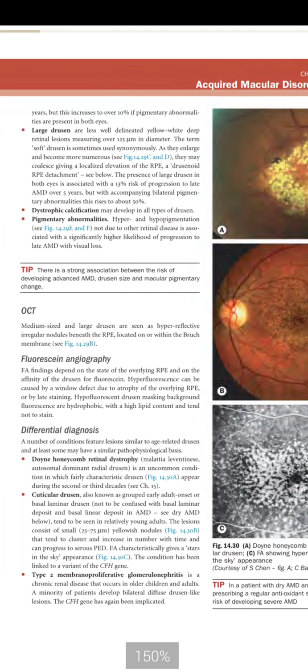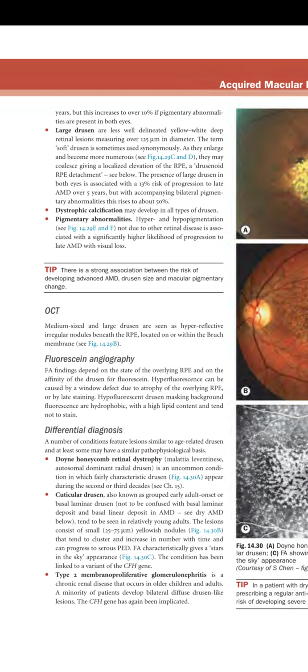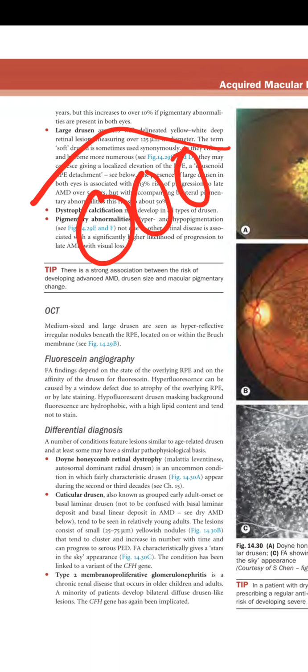Next is the OCT. Medium size and large drusens are seen as hyper-reflective irregular nodules beneath the RPE, located on or within the Bruch membrane. So drusens are seen as hyper-reflective irregular nodules beneath the RPE.